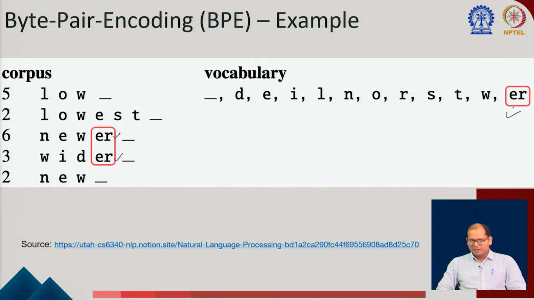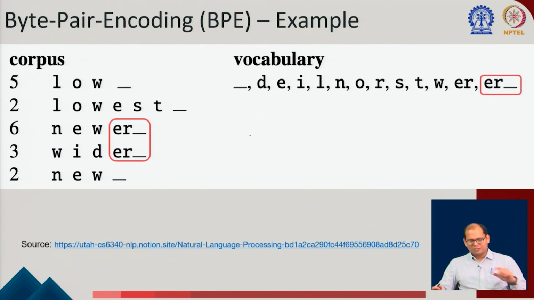So what is the next thing? LO and WE are, actually, WE is gone. This is no more WE. So LO is still 7, NE is 8. Is there something with 9? You see ER and the end of word symbol. ER and the end of word symbol occur 9 times. So I can now use them and create a new token. This will be my new token that is added, and I replace them by this. Next, I can find LO 7 times, NE 8 times. I guess this will be NE. Let's see.